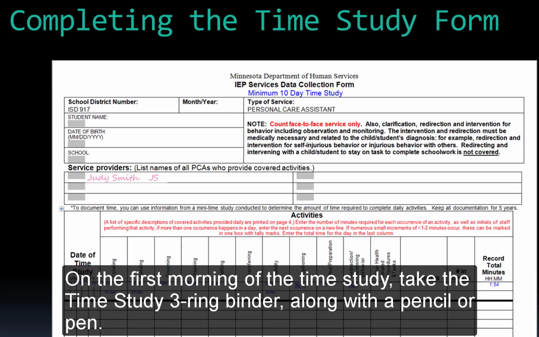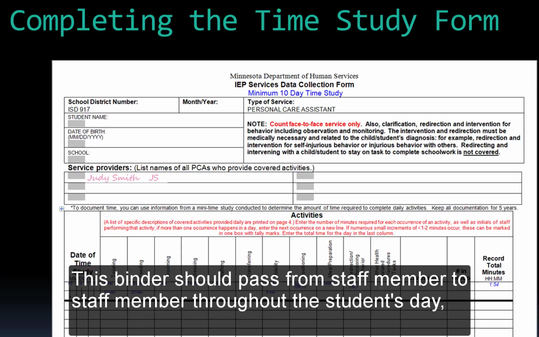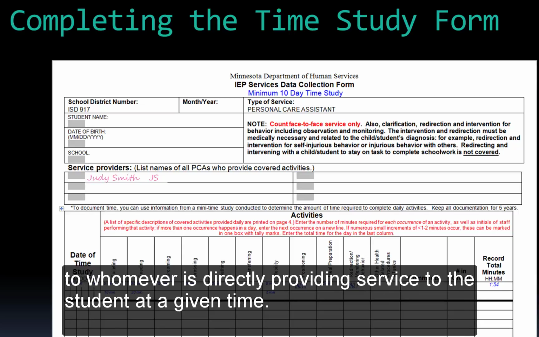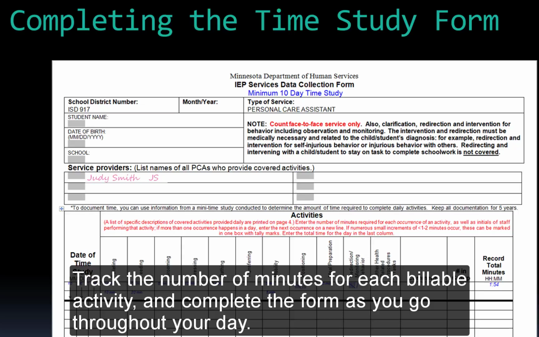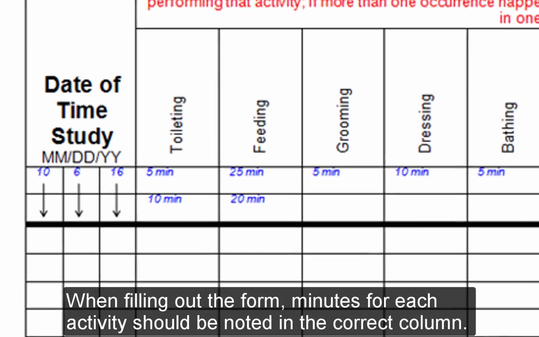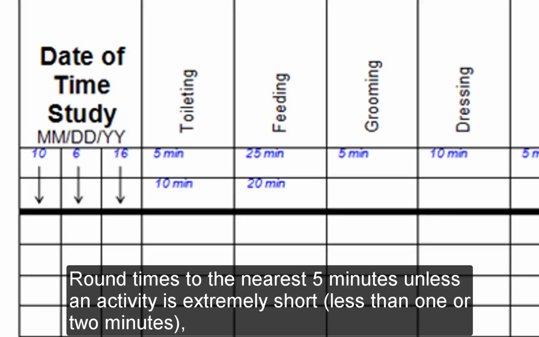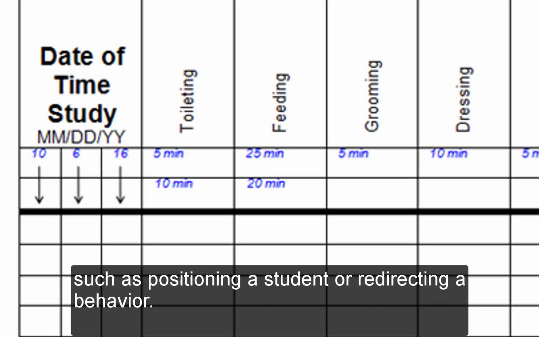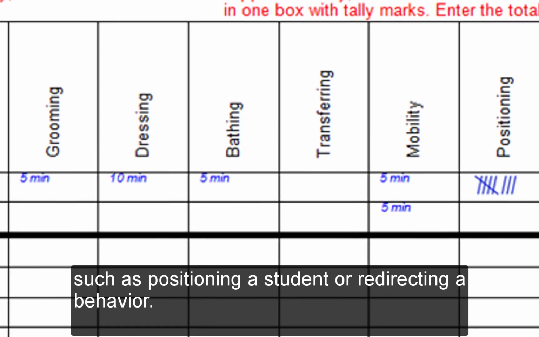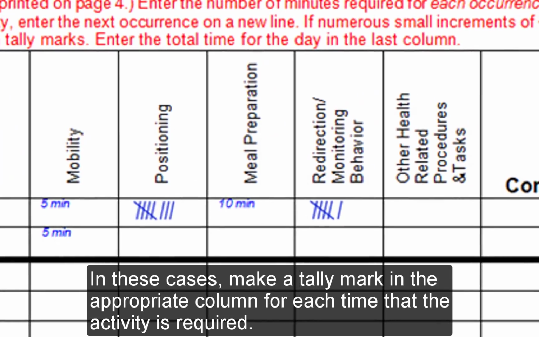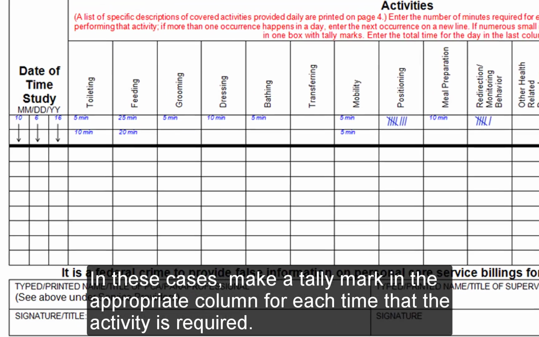On the first morning of the time study, take the time study 3-ring binder along with a pencil or pen. This binder should pass from staff member to staff member throughout the student's day, to whomever is directly providing service to the student at a given time. Track the number of minutes for each billable activity and complete the form as you go throughout your day. When filling out the form, minutes for each activity should be noted in the correct column. Round times to the nearest 5 minutes, unless an activity is extremely short, less than 1 or 2 minutes, such as positioning a student or redirecting a behavior. In these cases, make a tally mark in the appropriate column for each time that the activity is required.